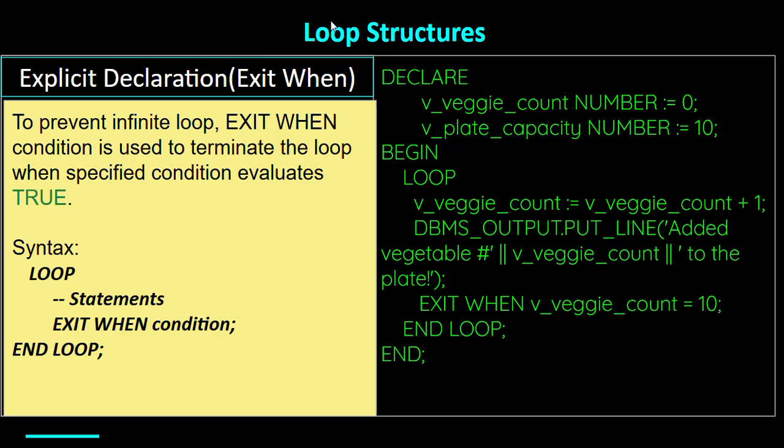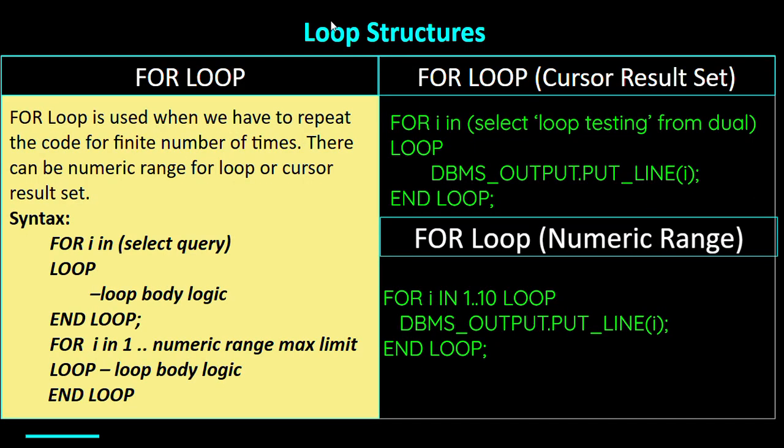We have two major loops, that is for loop and while loop. For loop we use when we know exactly how many times we want to run, like a number range, that is 1 to 10, or we can have a cursor result set also with the for loop.